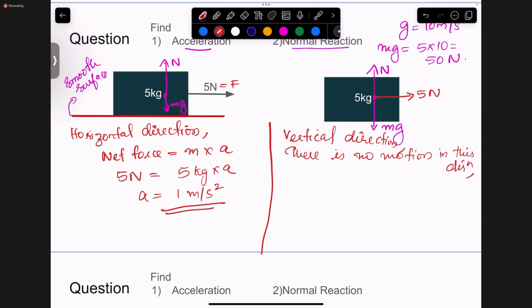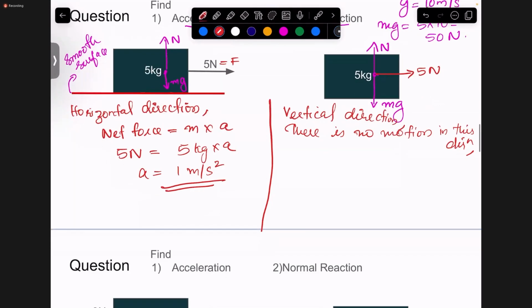Okay. The block is not moving up or down, so there is no motion in the vertical direction. So net force is equal to mass times acceleration. Acceleration equals 0 because there is no motion at all. Velocity is also 0, acceleration is also 0. So net force is what?